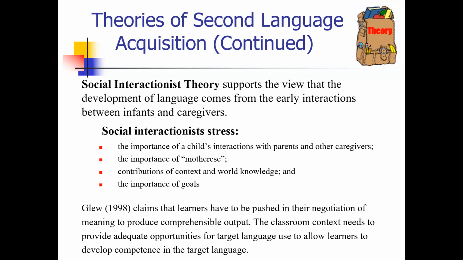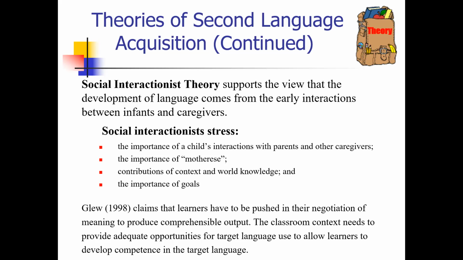Social interaction theory supports that the development of language comes from the early interaction between infants and caregivers. Social interaction stresses, first, the importance of a child's interaction with parents and other caregivers, second, the importance of mothers, third, the contribution of context and world knowledge, and the last is the importance of goals.